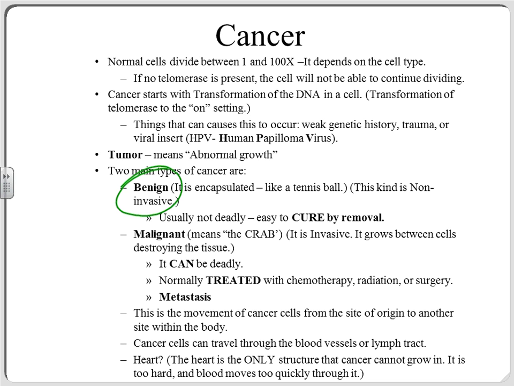It doesn't spread. It stays in that spot. And basically, you can just cut it out, and you're going to be okay. You're going to get surgery, and you're probably going to be okay. The other kind of cancer is malignant, and that means it does spread.